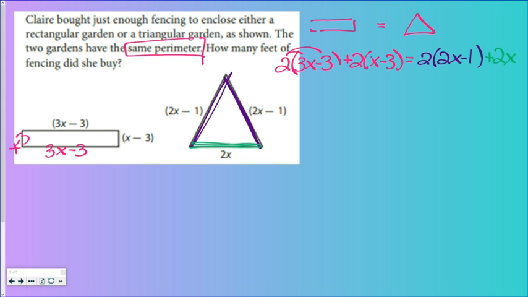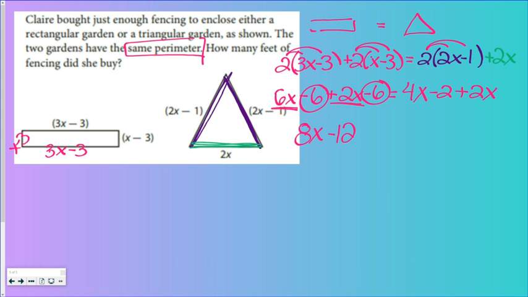Let's start solving by distributing. There are lots of parentheses here, lots of distributing, so take your time. Make sure you distribute correctly. 2 times 2x is 4x, 2 times negative 1 is negative 2, and bring down the plus 2x at the end. Combine your like terms, 6x plus 2x is 8x. Negative 6 and negative 6 is negative 12. 4x plus 2x here, that's 6x. And then minus 2, bring that down.